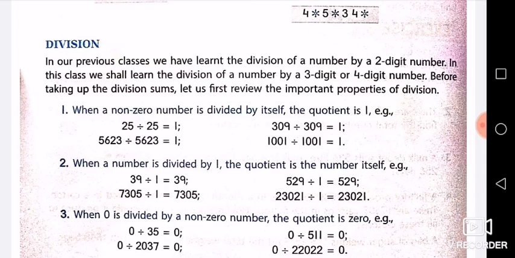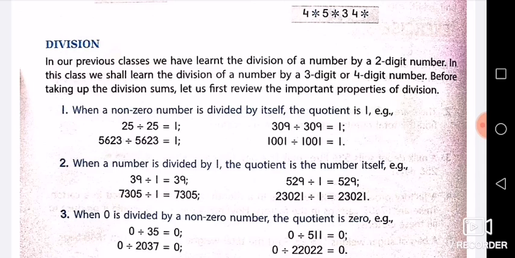Now the second property is, when a number is divided by 1, the quotient is the number itself. Now see the example. 39 divided by 1, you will get 39 as the quotient. The same number you will get in the quotient. Now 529 divided by 1, you will get 529 in the quotient. Fine. I hope this second property is also clear.